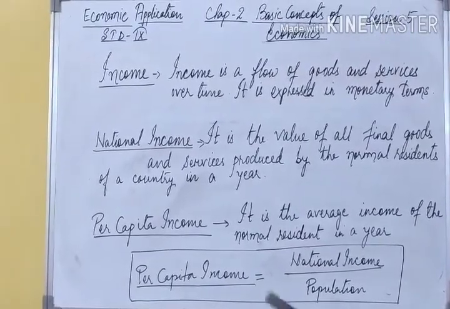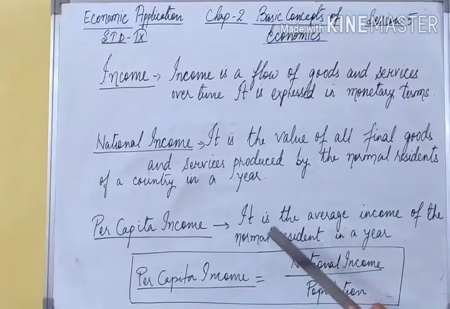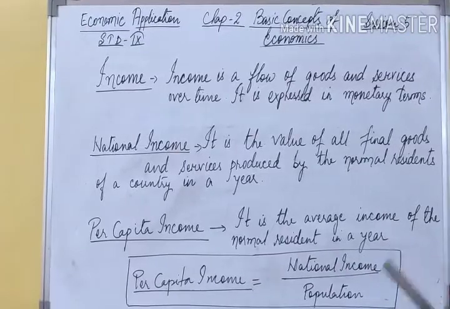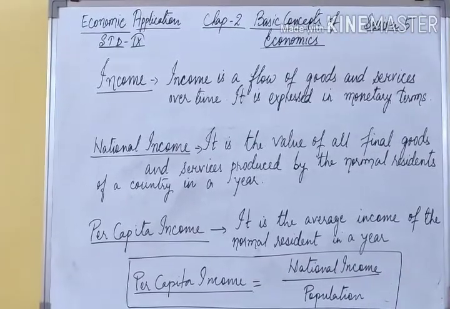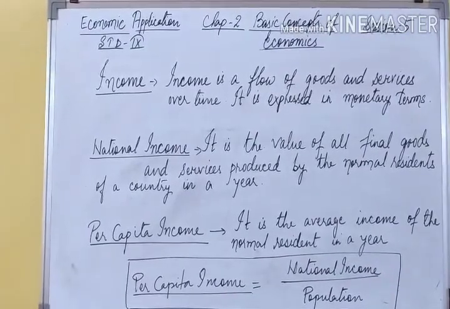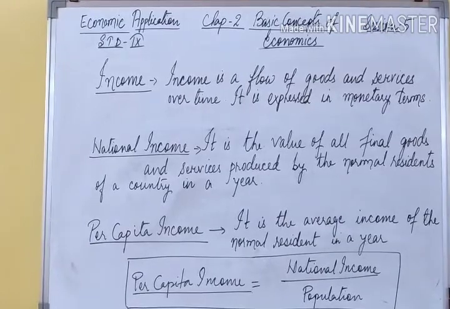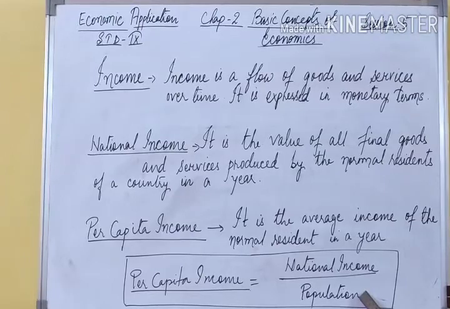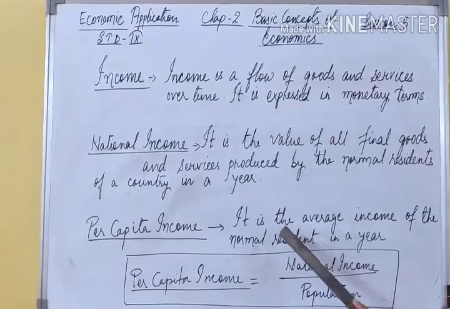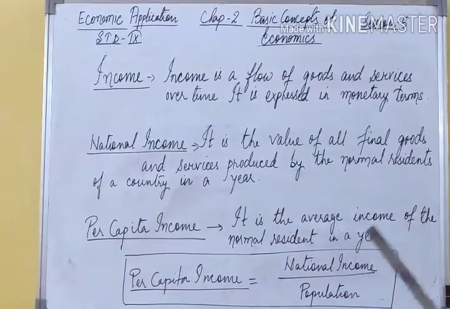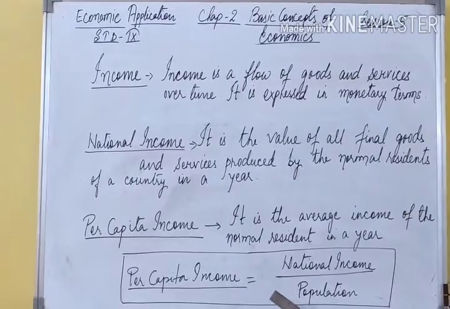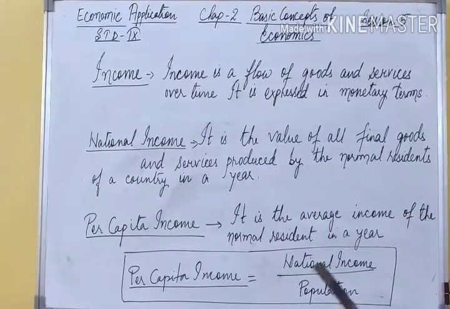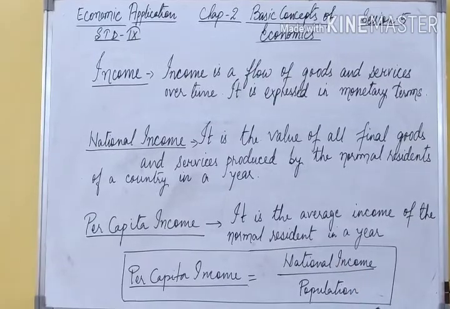Next is per capita income. It is the average income of the normal resident in a year. It is actually the individual income. And how is it calculated? National income by population. So if you are not able to frame the definition, if you write this, you will get the marks. So what is per capita income? It is national income by population.